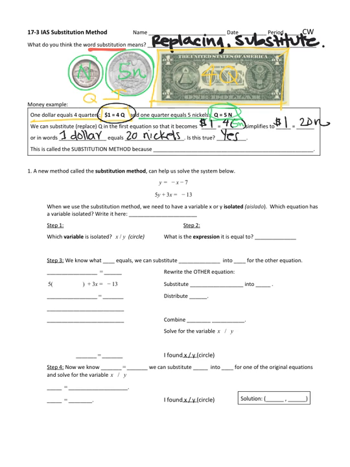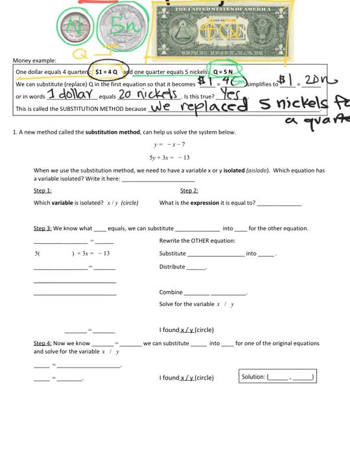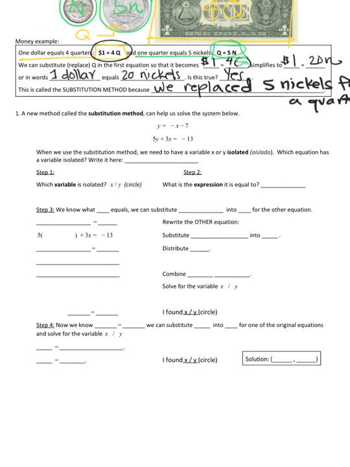This is called the substitution method because we replaced 5 nickels for a quarter. So that's the money example. Like, we can replace certain coins for other things, but we can also do something like that for variables.